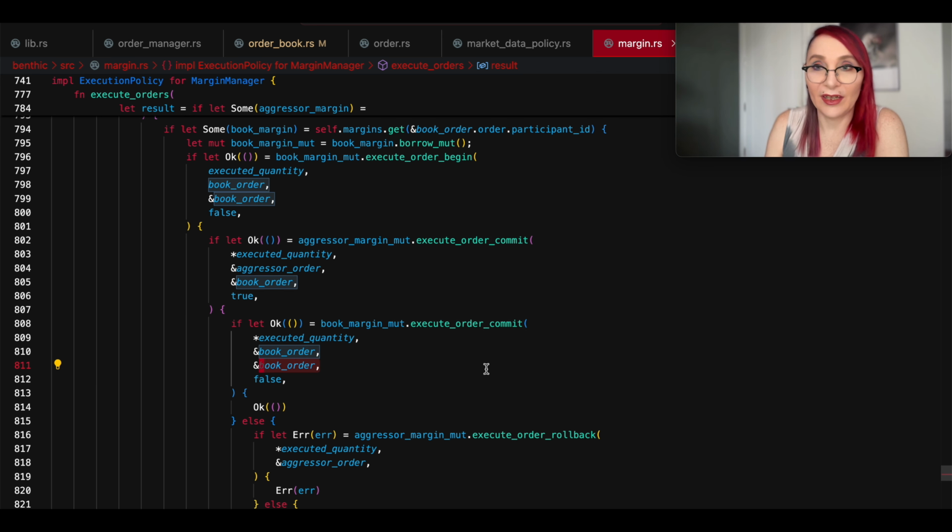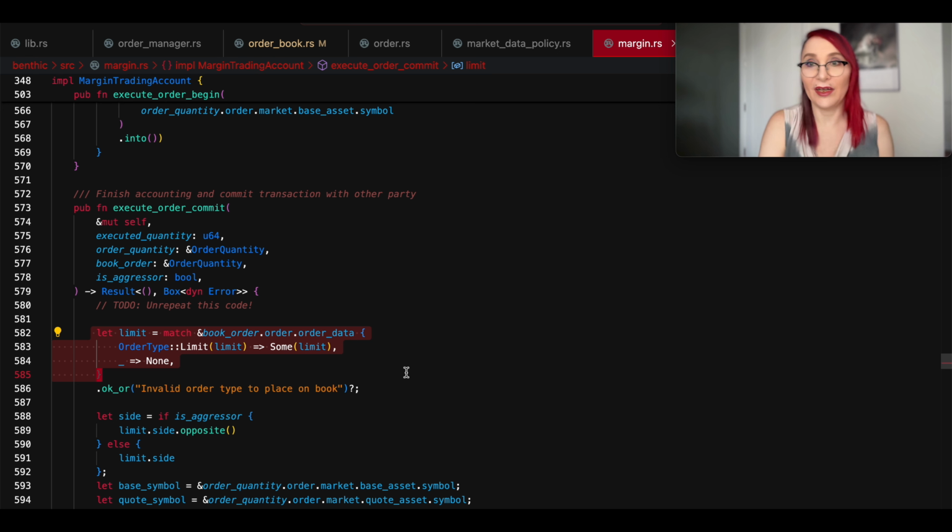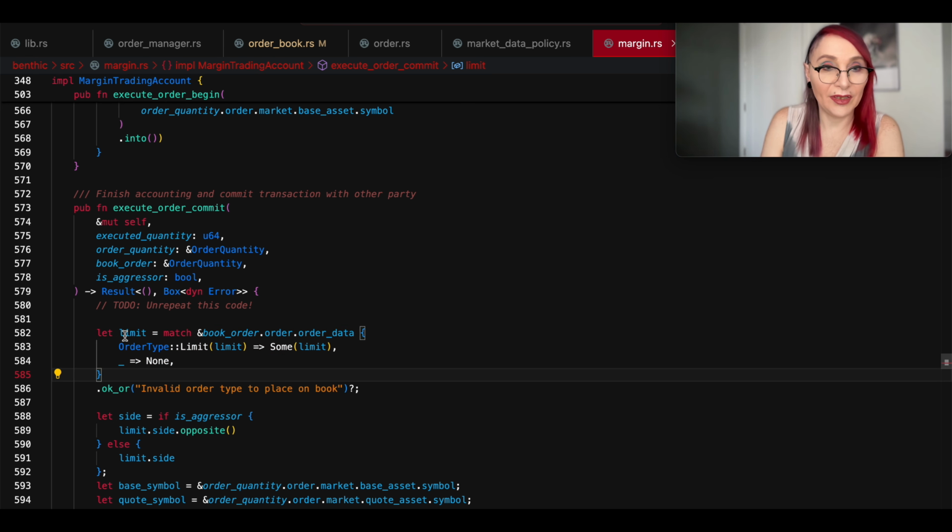Because for the book order, we're gonna take the price, okay? So the aggressor order may have a limit price, but it is not the price at which we're executing. We always execute at the price of the book order. So you can see we take the limit price of the order on the book, right? And it has to be a limit order. It cannot be immediate or cancel because orders on the book are limit orders.